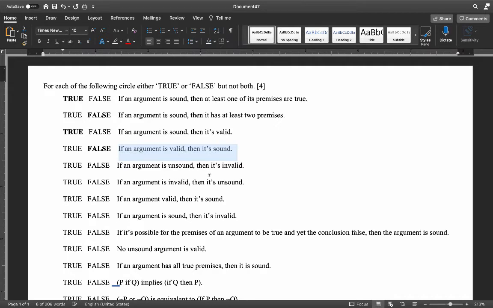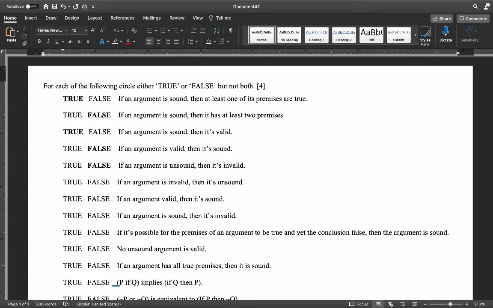Next, if an argument is unsound, then it's invalid. That's also false. Why is that false? Because there's two ways for an argument to be unsound. One way is for it to be invalid, and the other way is for it to have false premises. So if you have an argument that is valid but has false premises, it's unsound. Moreover, it's unsound but not invalid. So it's just not true that if it's unsound, then it's invalid.